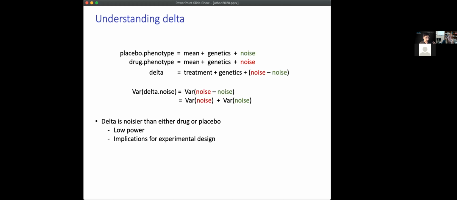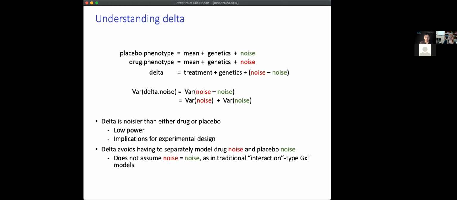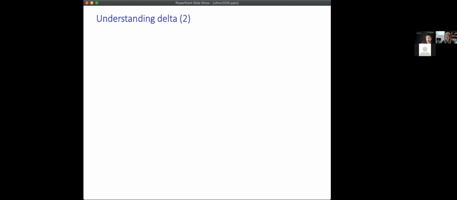And so more noise means you have lower power, and this obviously has implications for experimental design. The good thing about it is that using the delta avoids having to separately model drug noise and placebo noise. It also does not assume that those two noises are the same, as would be the case in a traditional interaction type G by T model, which I'll talk about briefly on the next slide. It's simpler to fit, to diagnose and test significance. So I mentioned that thing about a traditional interaction model, and I'm just going to go through just a little bit of math.